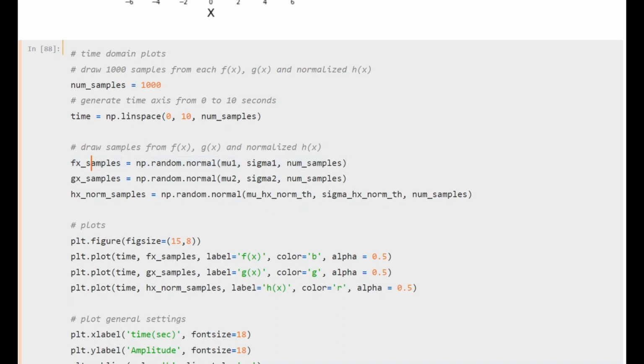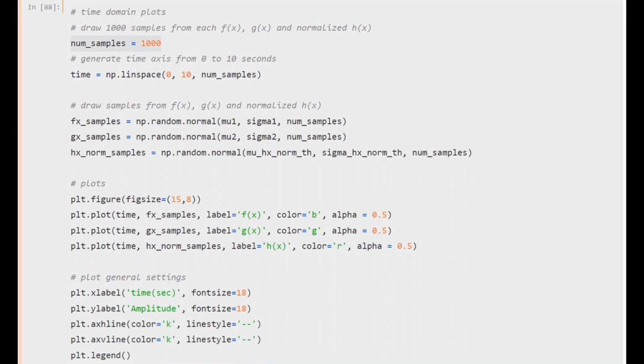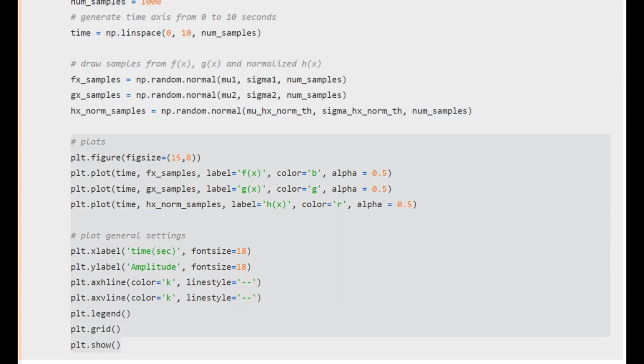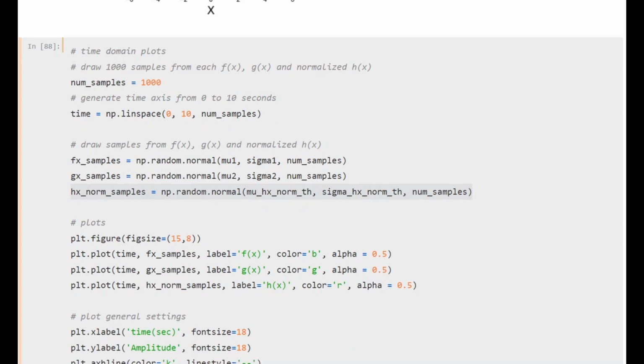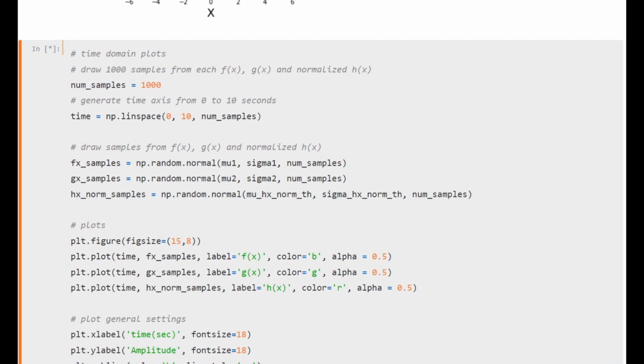Then I'm going to use the same one for gx, but this time with mu2, sigma 2, and again 1000 samples. And then I'm going to take my normalized hx, which is the product of fx and gx normalized, and draw the samples from this distribution with the theoretical mean and sigma that we calculated in the previous video, the mathematical derivation that was used to derive those formulas, and again 1000 samples here. And then I'm going to generate the plots in time domain. The idea here is that if the noise is reducing in the posterior, that is hx, then it should show in the amplitude. So let me run this code.